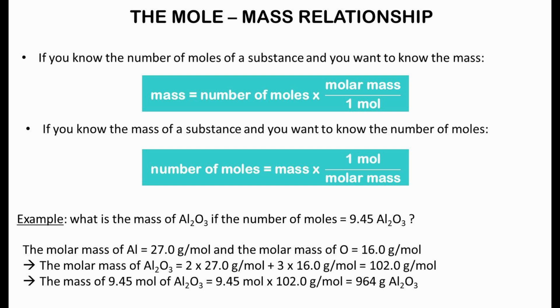Let's calculate the mass of aluminum oxide if it's given that we have 9.45 moles of this substance. First look up the molar mass of the aluminum and oxygen atoms. Then determine the molar mass of aluminum oxide. The mass of aluminum oxide in 9.45 moles is equal to the molar mass times the number of moles. The result is 964 grams.